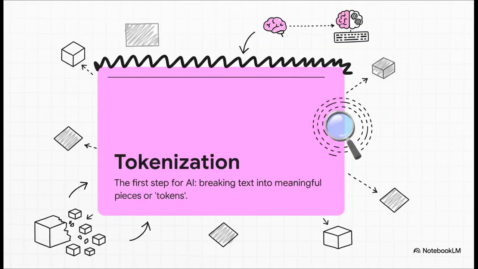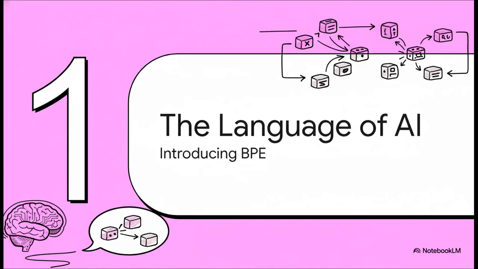So this first step is called tokenization. It's really just the process of chopping up a sentence into smaller, meaningful chunks that we call tokens. You can think of these as the basic building blocks, the vocabulary that the AI is going to work with. But the big question is, how does it decide where to make those cuts? And that, my friends, is where byte pair encoding comes into the picture.